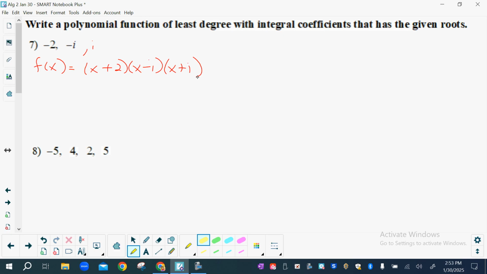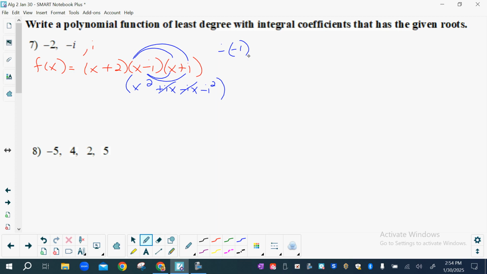So if I multiply this out, let me use a different color. I get x squared plus ix minus ix minus I squared. So the ix's cancel, and what is negative I squared equal to? The opposite of negative 1, which would be positive 1. So this is x squared plus 1, and we multiply it by x plus 2.